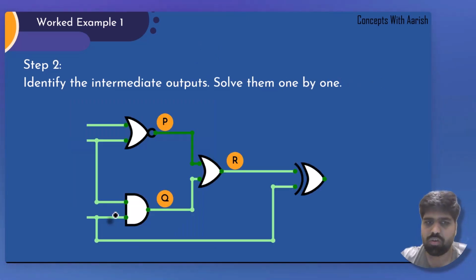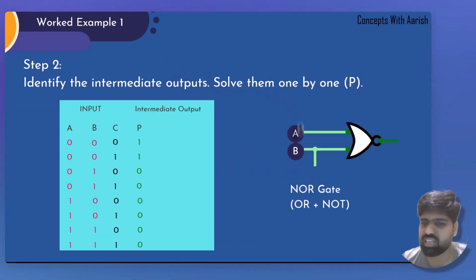Now they have named the outputs P, Q, and R. For P, you have to understand it first. It simply goes with A and B, and they are going NOR together. First OR, and then NOT. Let me show you what happens over here. For OR, if any one of the inputs is a 1, then it gives you a 1 as output.